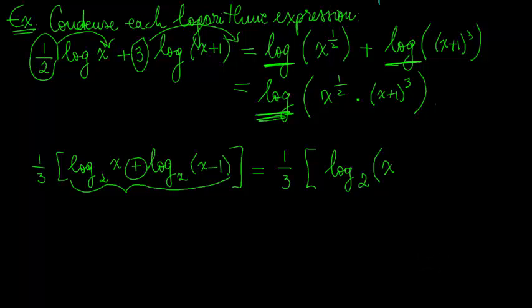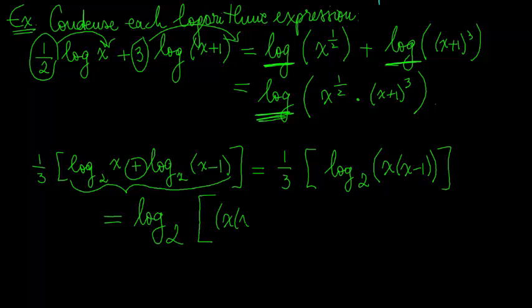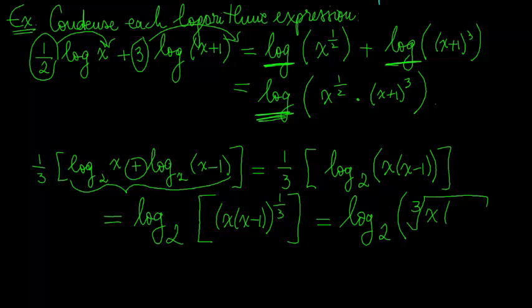So I get x times x minus 1, and now at this stage I get to pull that 1/3 inside my log. So what I obtain is an x and an x minus 1 in parentheses, and then everything to the power of 1/3. Or if we want to write this as a root, I'm going to have the log base 2 of the cubic root of the expression x times x minus 1.